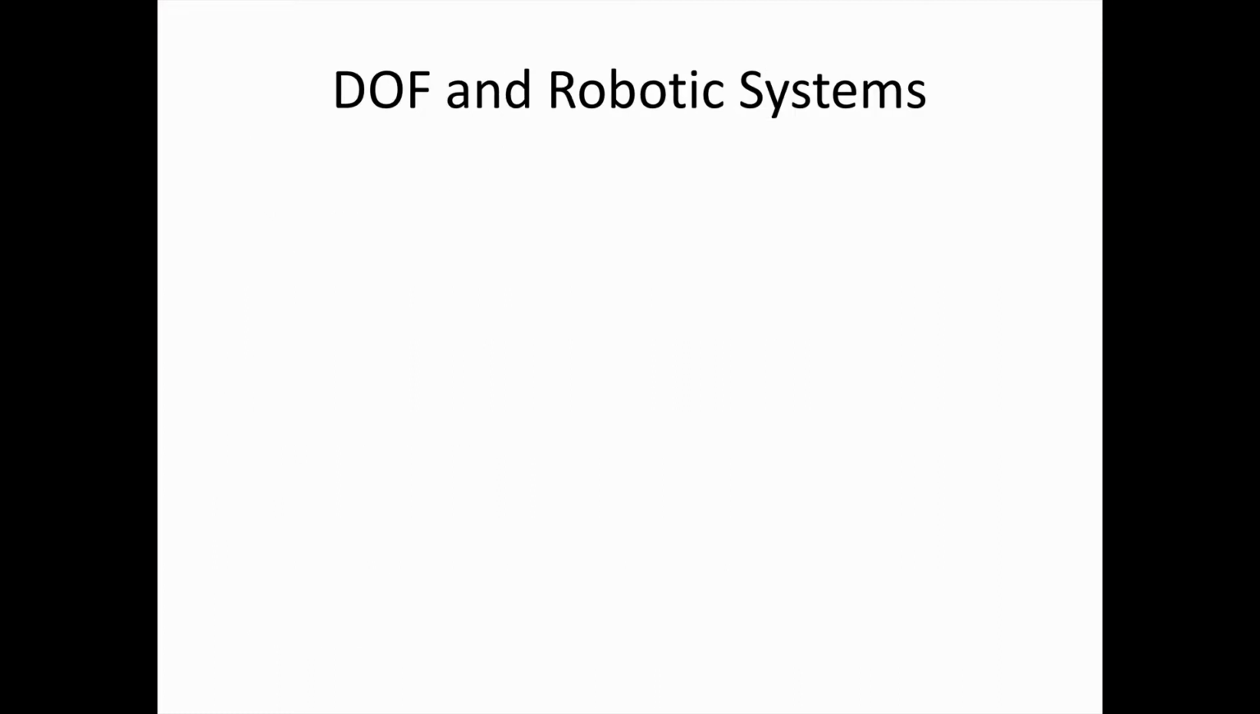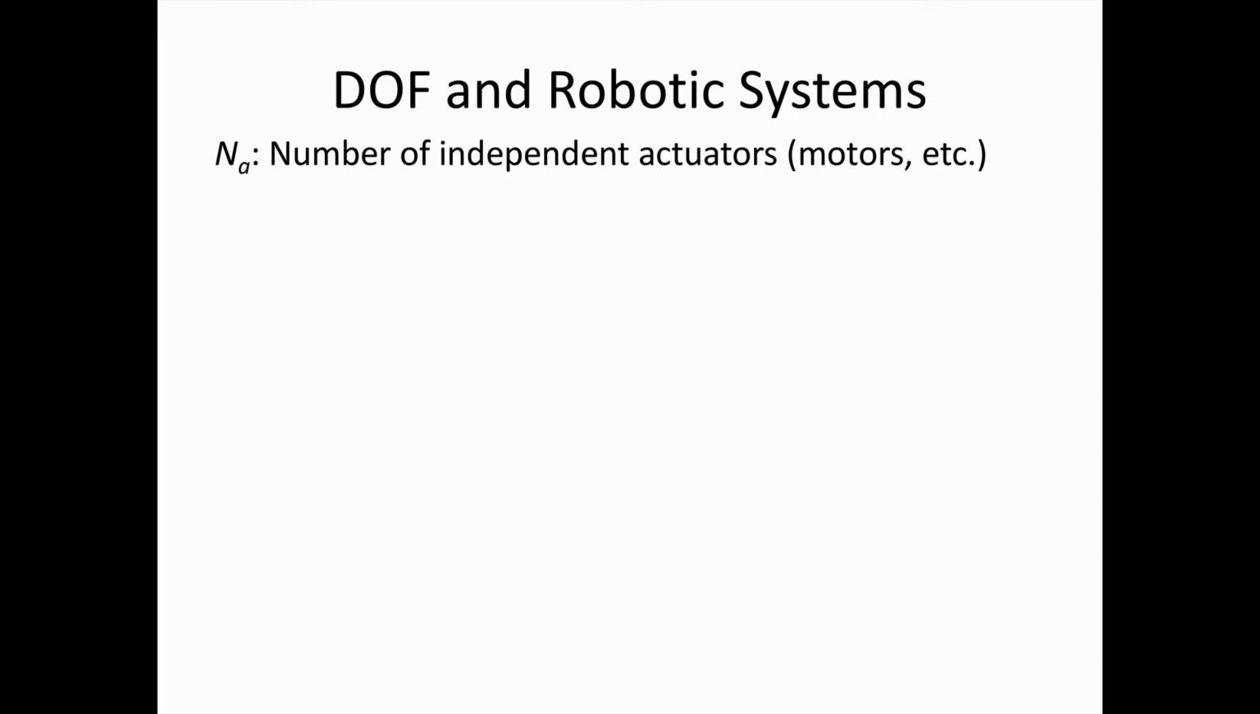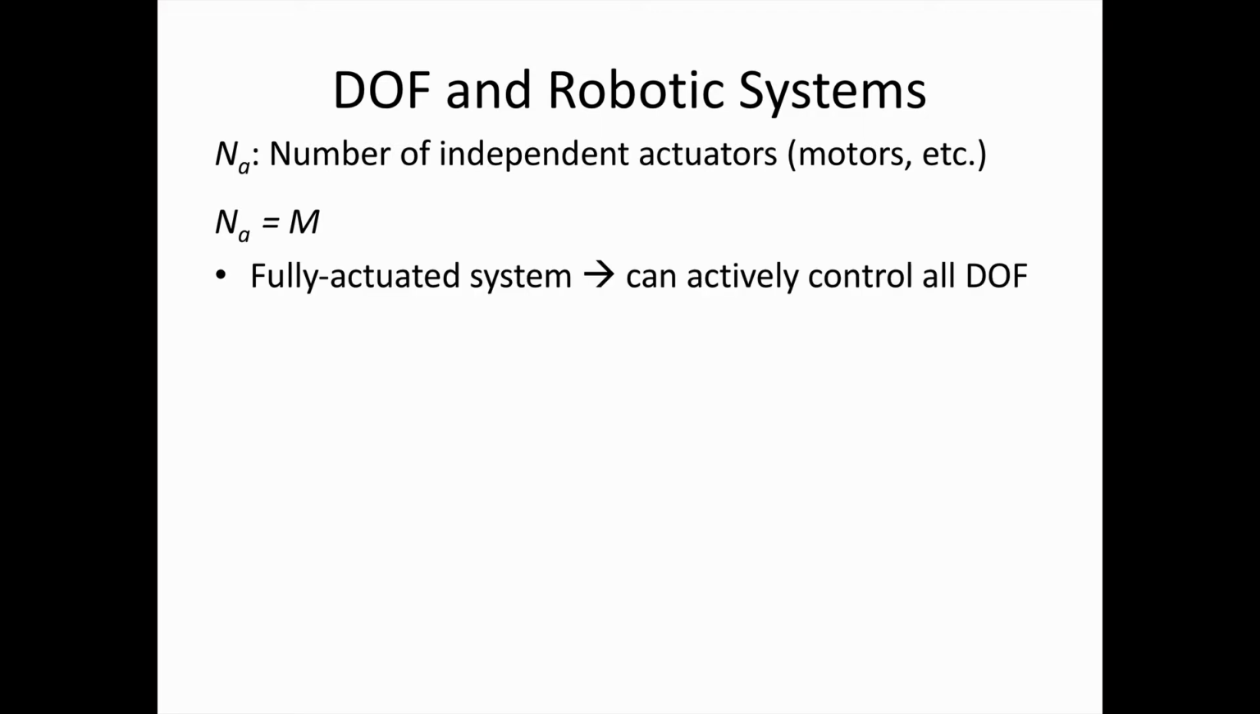Let's have a quick look at the relationship between degrees of freedom and robotic systems. If NA is the number of independent actuators, things like motors or solenoids that can be used to move components in a robotic system, and if the number of actuators is equal to m, the number of degrees of freedom in the mechanical system, then we say this is a fully actuated system. That means we can actively control all degrees of freedom in the robotic system.